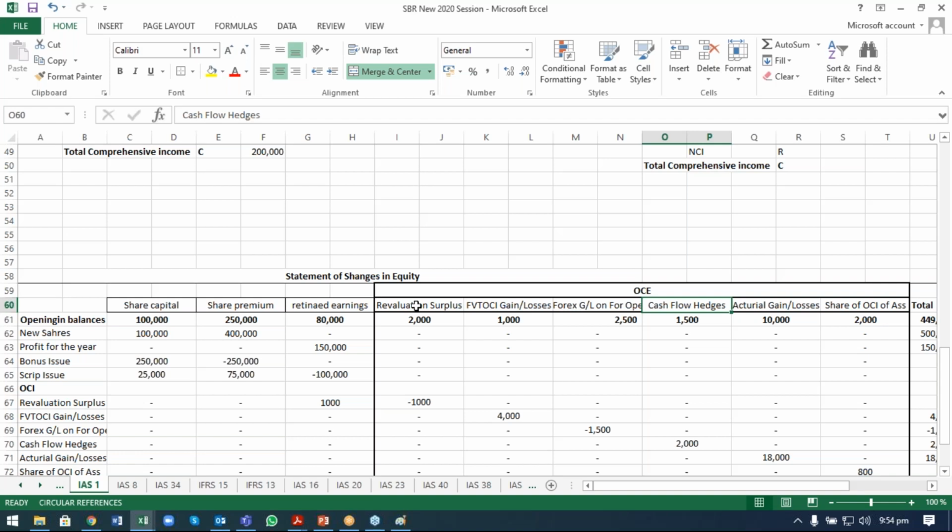I'll be answering the next question. Actuarial gains and losses should never be recycled into the profit and loss account. Right? So I hope this is clear to all of you. The last thing is the share of other comprehensive income of an associate. So yes, whenever you dispose of it, these should be reclassified to the profit and loss account.